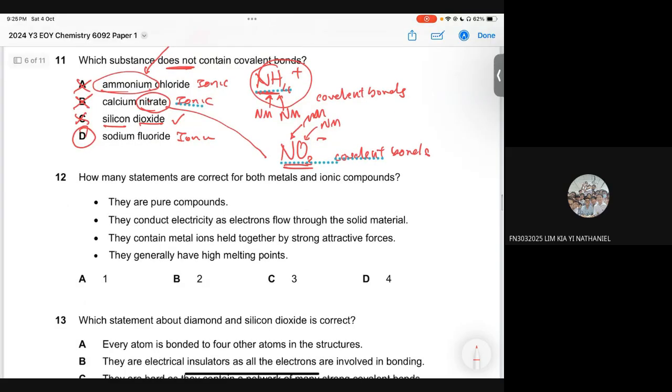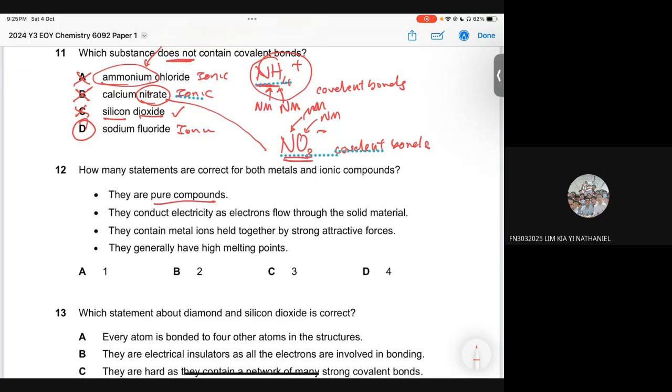Question 12. How many statements are correct for both metals and ionic compounds? So correct for both are pure compounds. So this answer is wrong, because metals are generally elements. Or if they are alloys, then they are mixtures. So they are not compounds. So the first statement is wrong. Second statement, they conduct electricity as electrons flow through the solid material. For solid, and for electrons to flow, this is only metal. Cannot for ionic. So this one also cannot be answered. So the first two statements are definitely not correct for both.